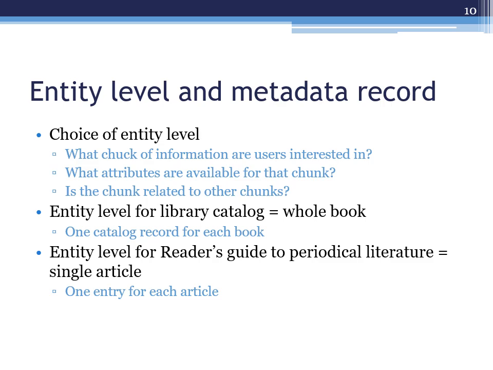The entity level for a library catalog is usually a whole book. So one catalog record for each book, right? And for a journal article, that single article can be one entry, one metadata record for each article.